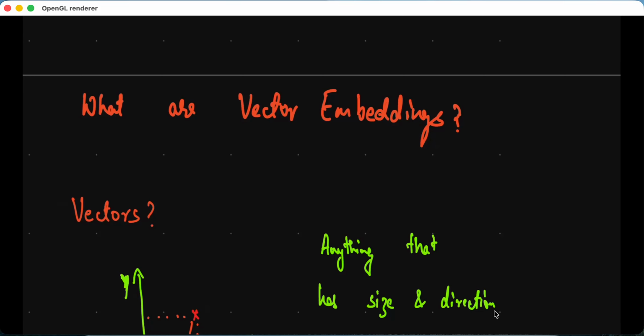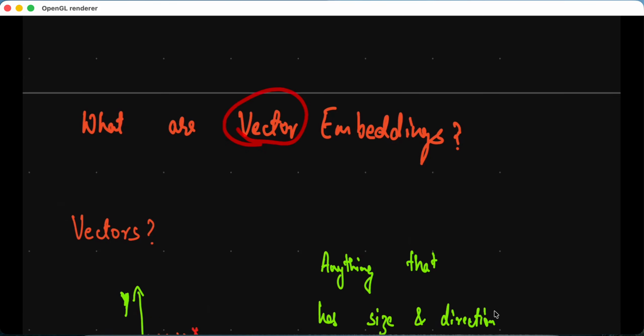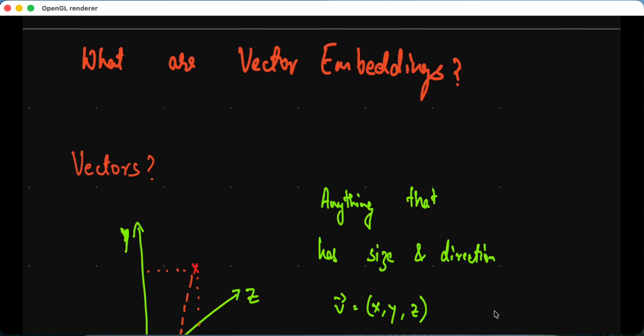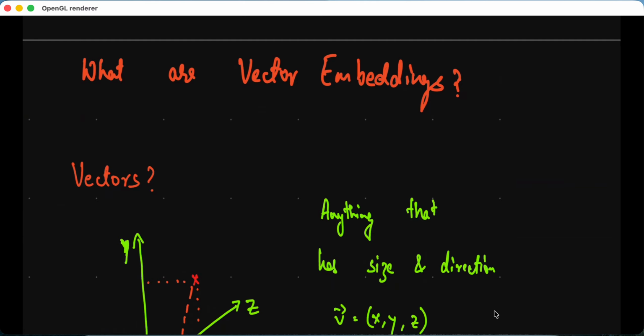Okay, let's look at vector embeddings. In the last video, we were discussing RAGs, right? So we need to understand vector embeddings in order to clearly move forward in RAGs. So first, let's understand what vectors are.